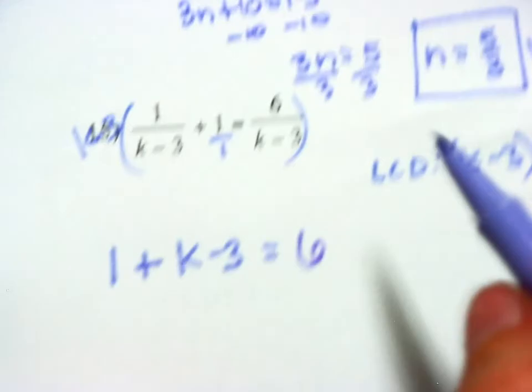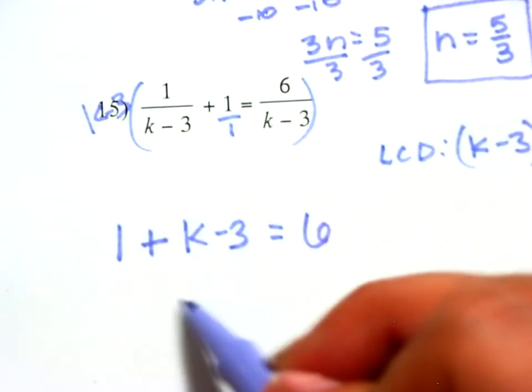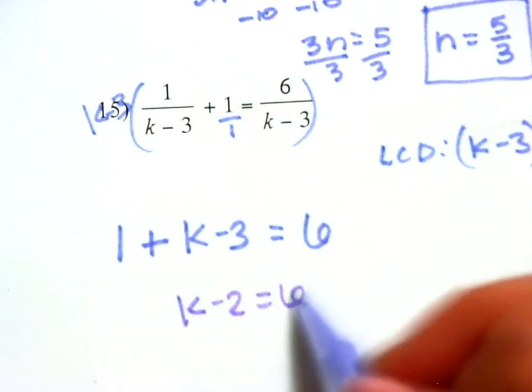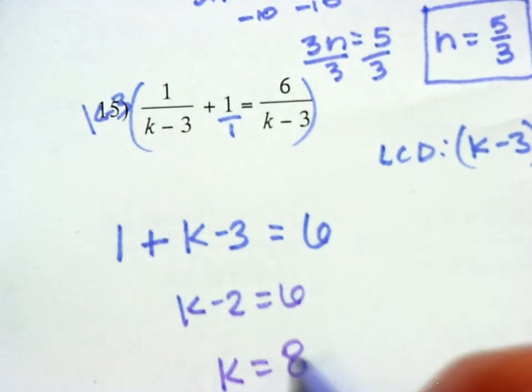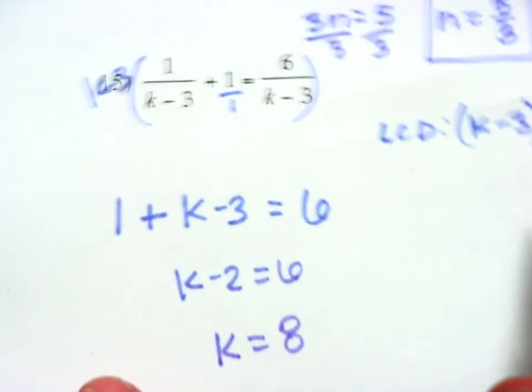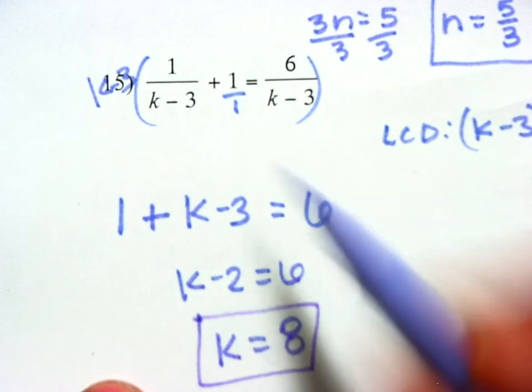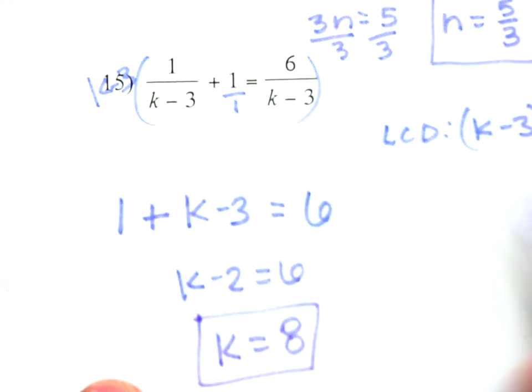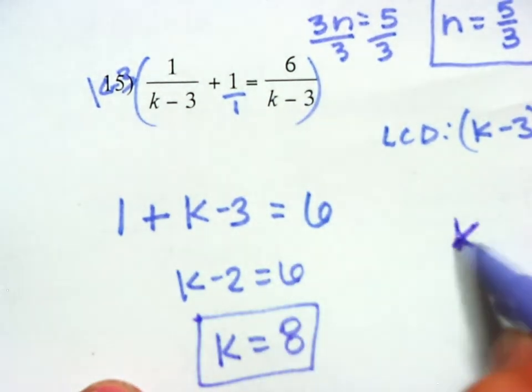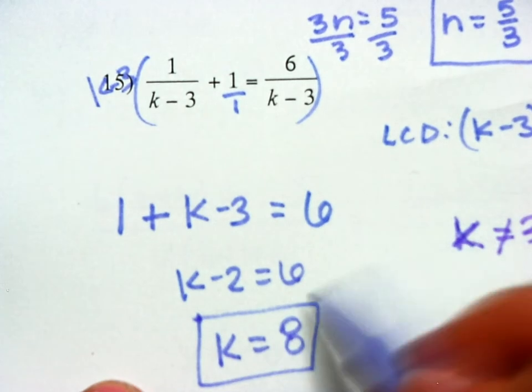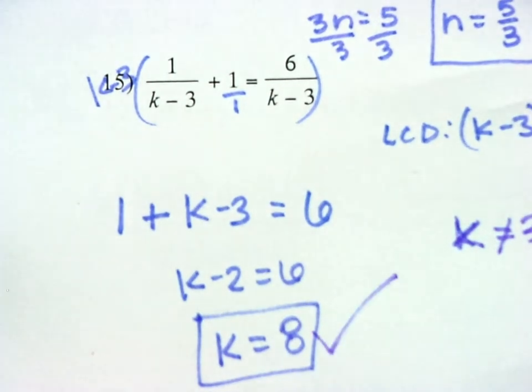This one's real simple to solve. I've got k minus 2 equals 6. So k equals 8. Let's go back and make sure this was not an extraneous solution. Looks like my excluded value was 3 here. Oops, it's a k. K cannot equal 3. Those are different, so we are good.